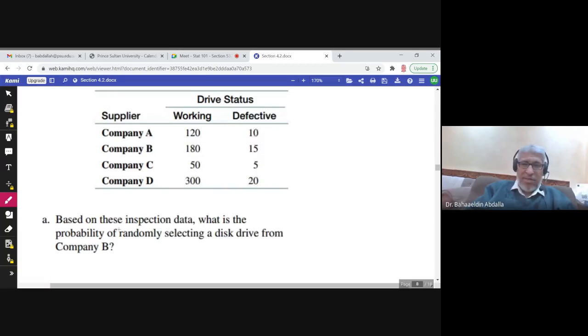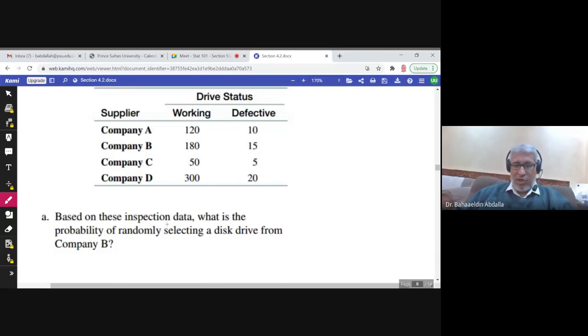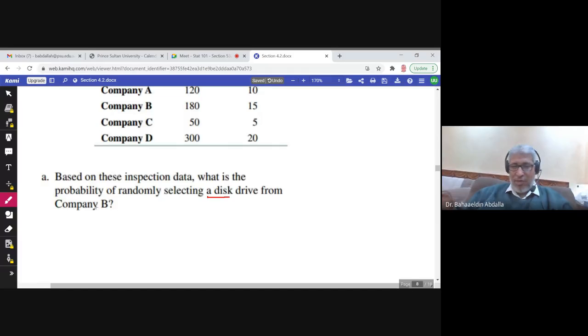What are the questions about this table? First question: based on this inspection data, what is the probability of randomly selecting a disk, one disk drive, from company B? So if you select a disk drive, what is the probability that this disk drive came from company B? In fact, he is asking, if we call company B, B, about the probability of B.